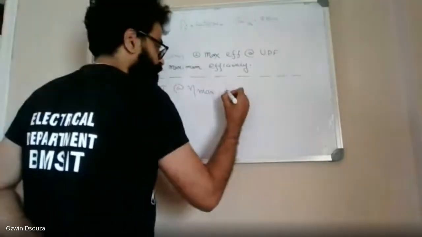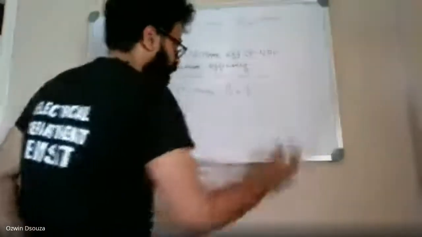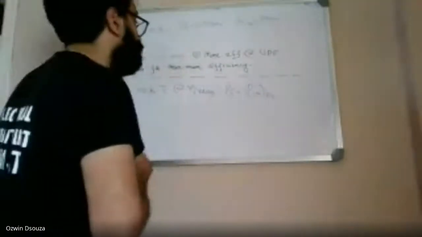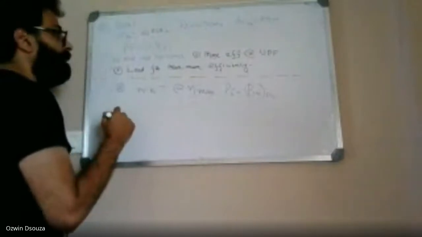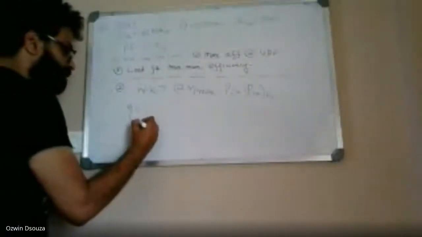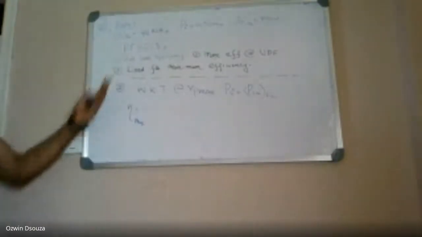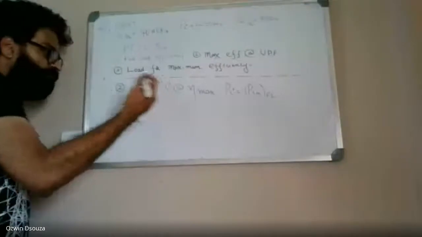So P i equal to P cu. So iron loss is equal to copper loss. So what you can do is, you can write eta max is equal to the expression, full load copper loss, we are finding out the efficiency at full load.